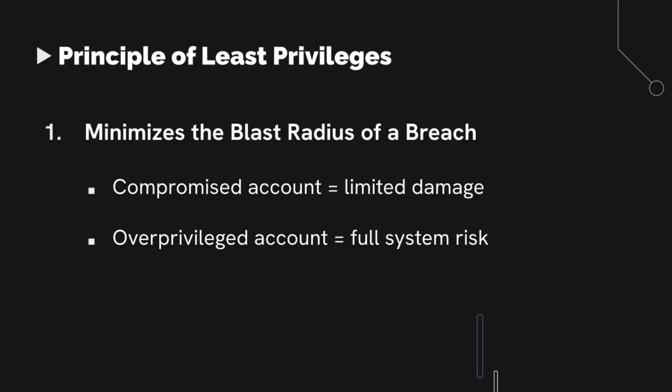Any access you grant is something an attacker can potentially abuse if that identity gets compromised. With the principle of least privilege, this damage stays contained. A narrow privilege scope means a breach affects only a small part of the system, and excess privilege turns a small compromise into total system access. In other words, without the principle of least privilege, one leaked credential can become a full system takeover.